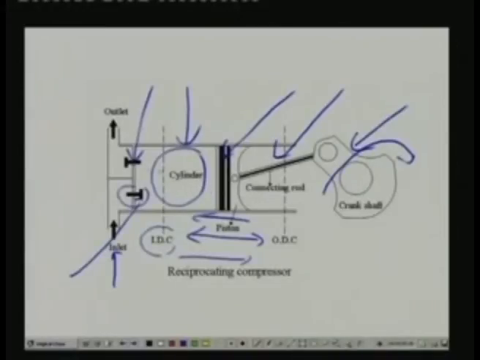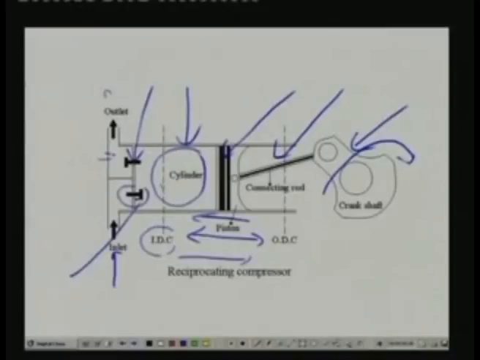Once this pressure exceeds the pressure of the condenser, that means the pressure at this point, this is the condenser pressure, then the discharge valve opens. So once the discharge valve opens, the refrigerant that is trapped inside this enclosed space escapes through this discharge valve, goes to the condenser, gets condensed, and then it flows through the expansion valve, goes to the evaporator, and the cycle is completed.